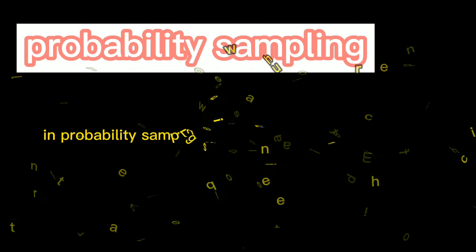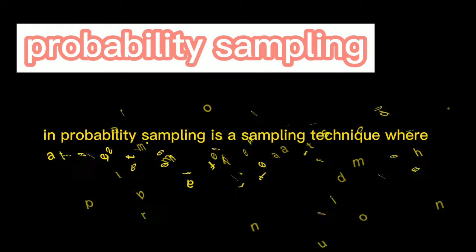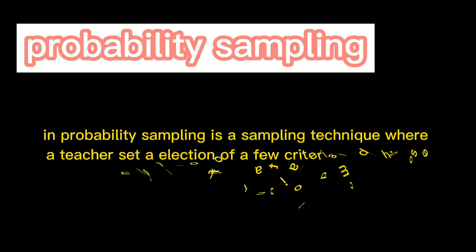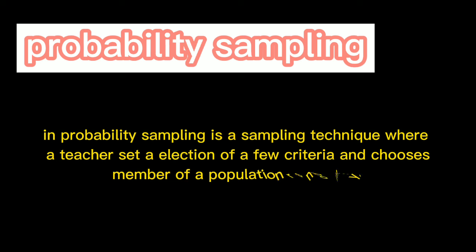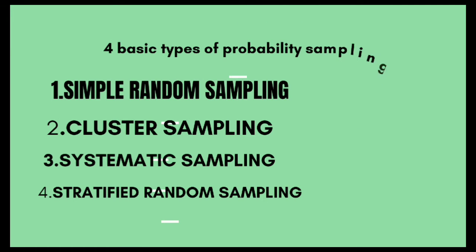It is the probability sampling. Probability sampling is a sampling technique where a researcher sets a few selection criteria and chooses members of the population randomly. In other words, probability sampling has a process so that the members of our population have a chance of being selected because it involves the principle of randomization. With that, let us discuss the four basic types of probability sampling.